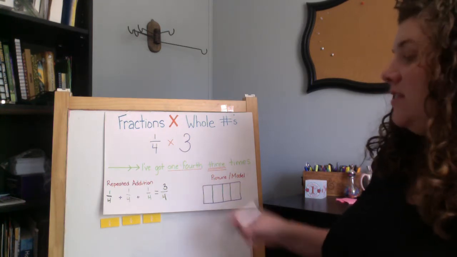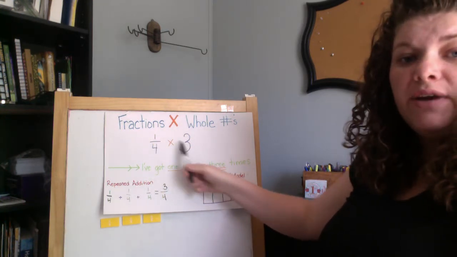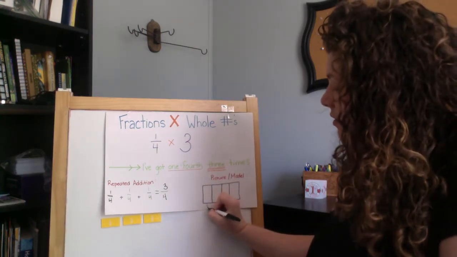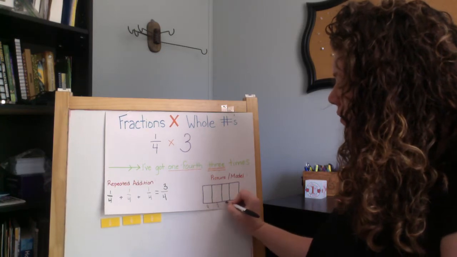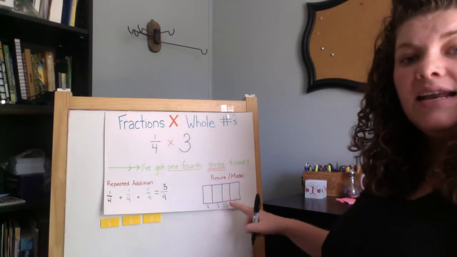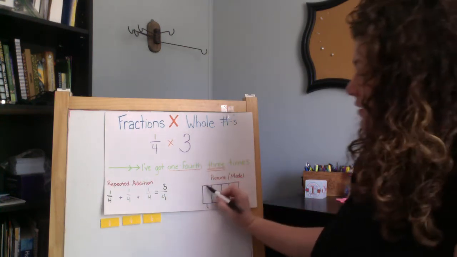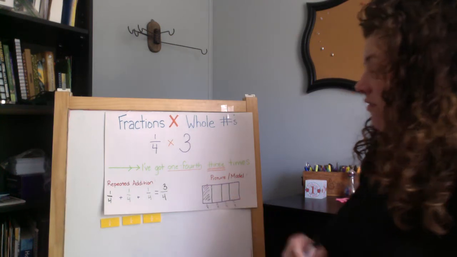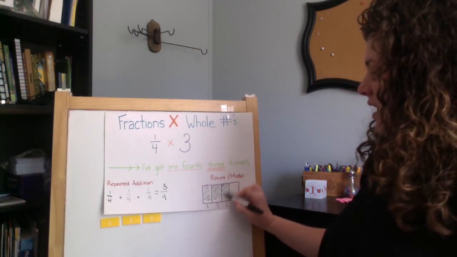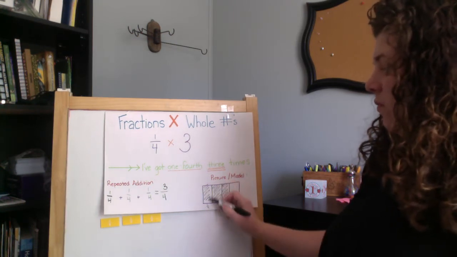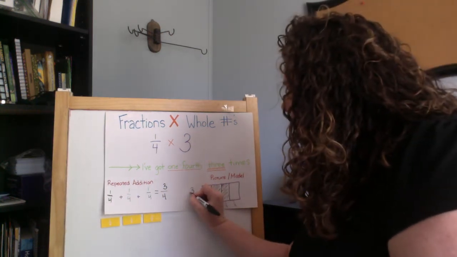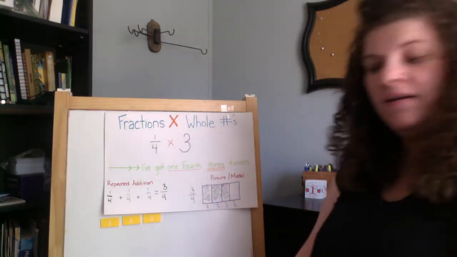So if I'm doing 1/4 times 3 or 1/4 3 times, then I have 1/4 here, 1/4, 1/4, 1/4. I don't need all of these. I need 3 of them. So I'm going to say I have 1/4, I have 2 1/4, I have 3 1/4. 1/4, 1/4, 1/4 is 3/4. Okay?